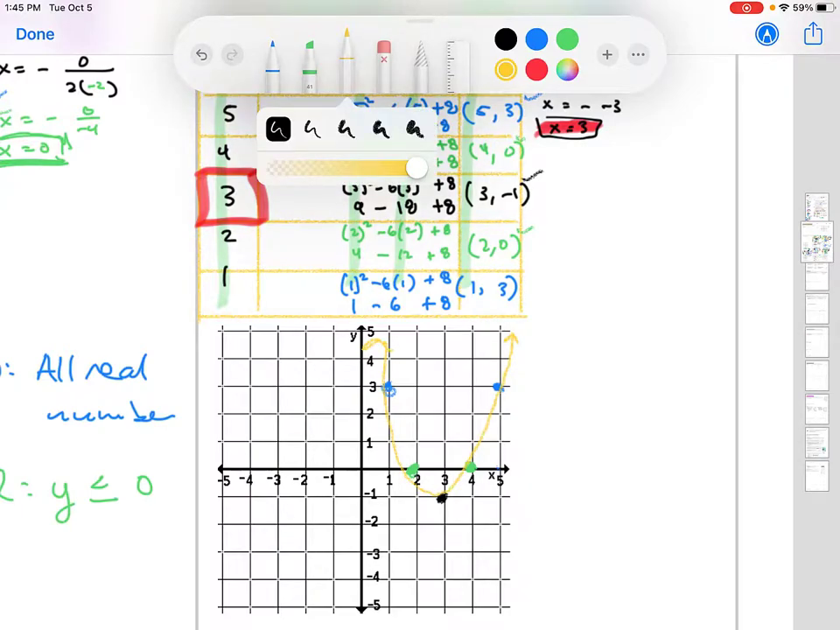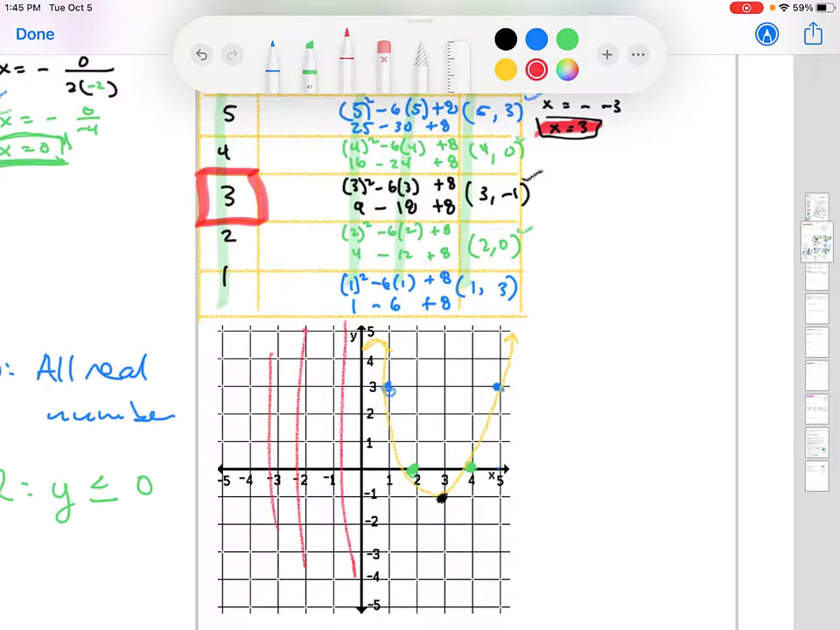Let's do the domain. Although there's nothing over here on these graphs, you will touch an arrow and you will go to this arrow. So everything that has the arrow basically says you can pick any x value. Any x value. So domain is all real numbers.